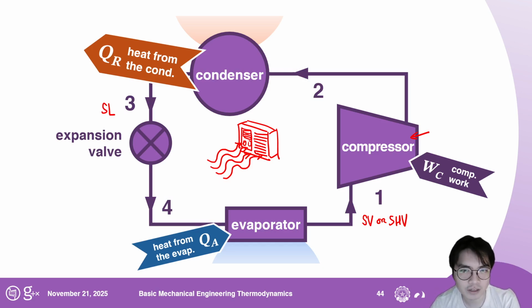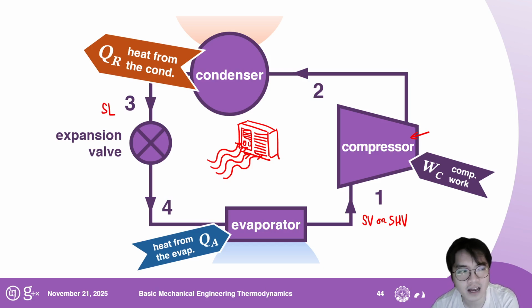Now notice the expansion valve does not have a heat or a work that is coming into or out of the device. Why is that? That is because your expansion valve is an isenthalpic process. No energy is lost or gained between pressure states 3 and 4. That is how a vapor compression system works.